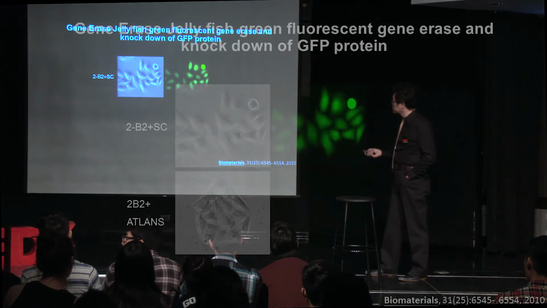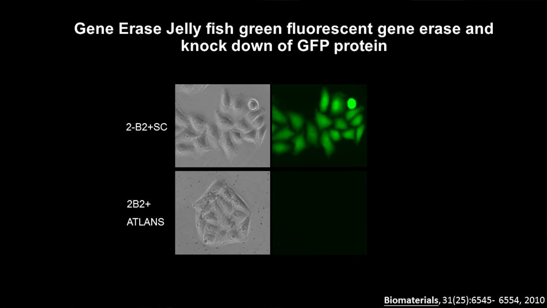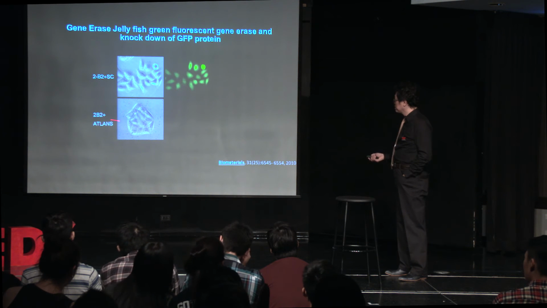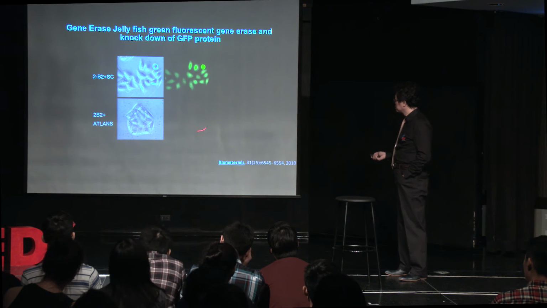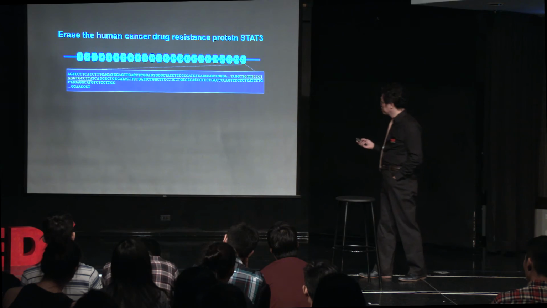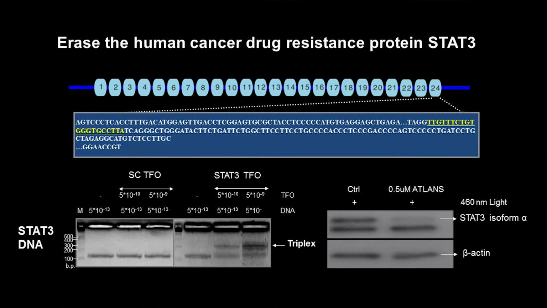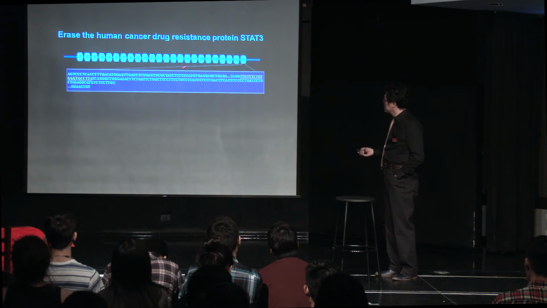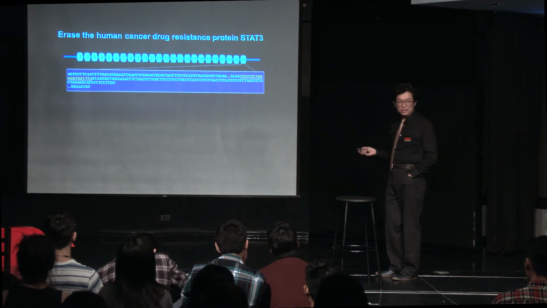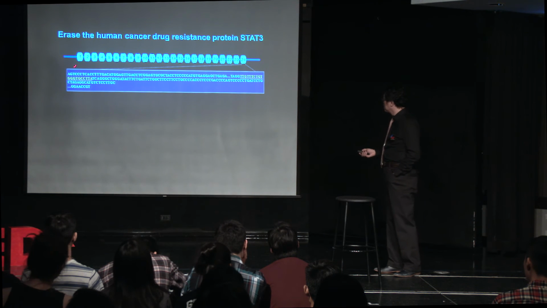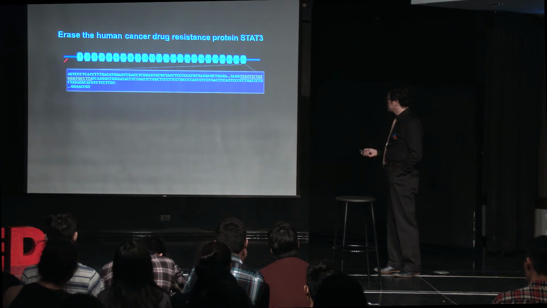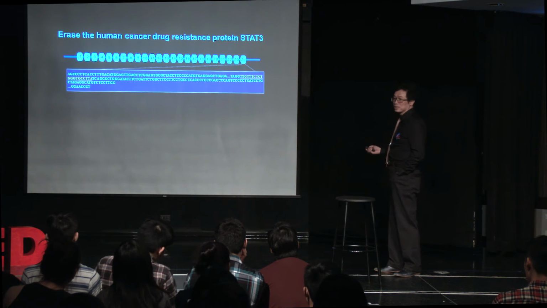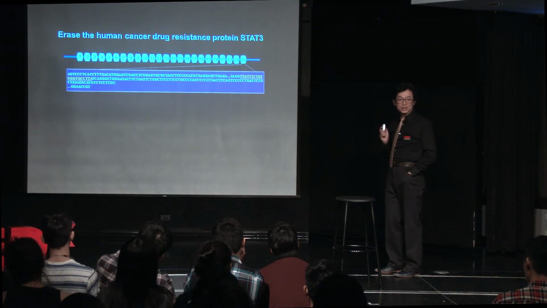All right, so this is a green fluorescent cell. And this is after treatment, and then shining the light, and all the fluorescence is gone. Then we play a trick. This is a gene called STAT3 that is related to cancer drug resistance. And there are two isoforms. One will be expressed from exon 1 to exon 23, and the other will be expressed to the 24th. And we want to erase only the second isoform.